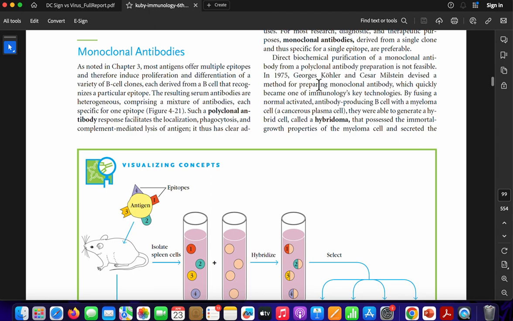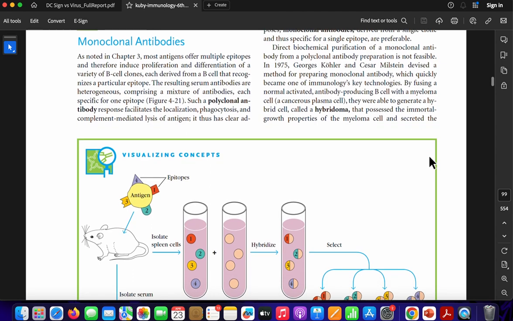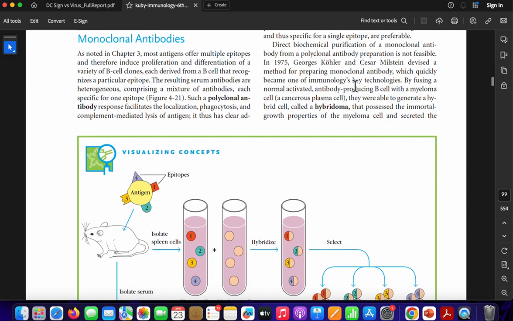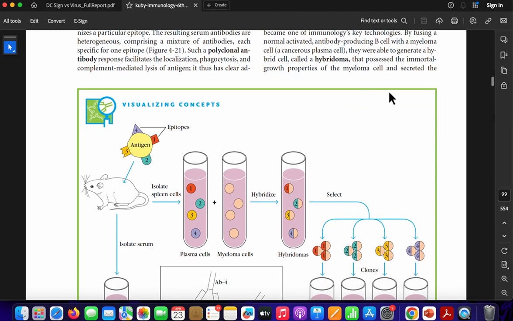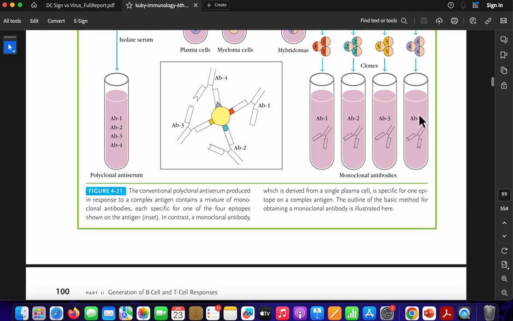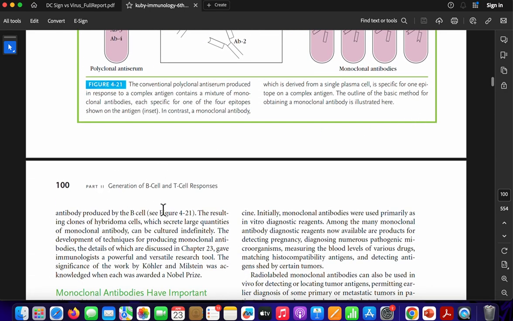In 1975, Georges Köhler and César Milstein devised a method for preparing monoclonal antibody, which quickly became one of immunology's key technologies. By fusing a normal activated antibody-producing B cell with a myeloma cell, they were able to generate a hybrid cell called a hybridoma that possessed the immortal growth properties of the myeloma cell and secreted the antibody produced by the B cell.